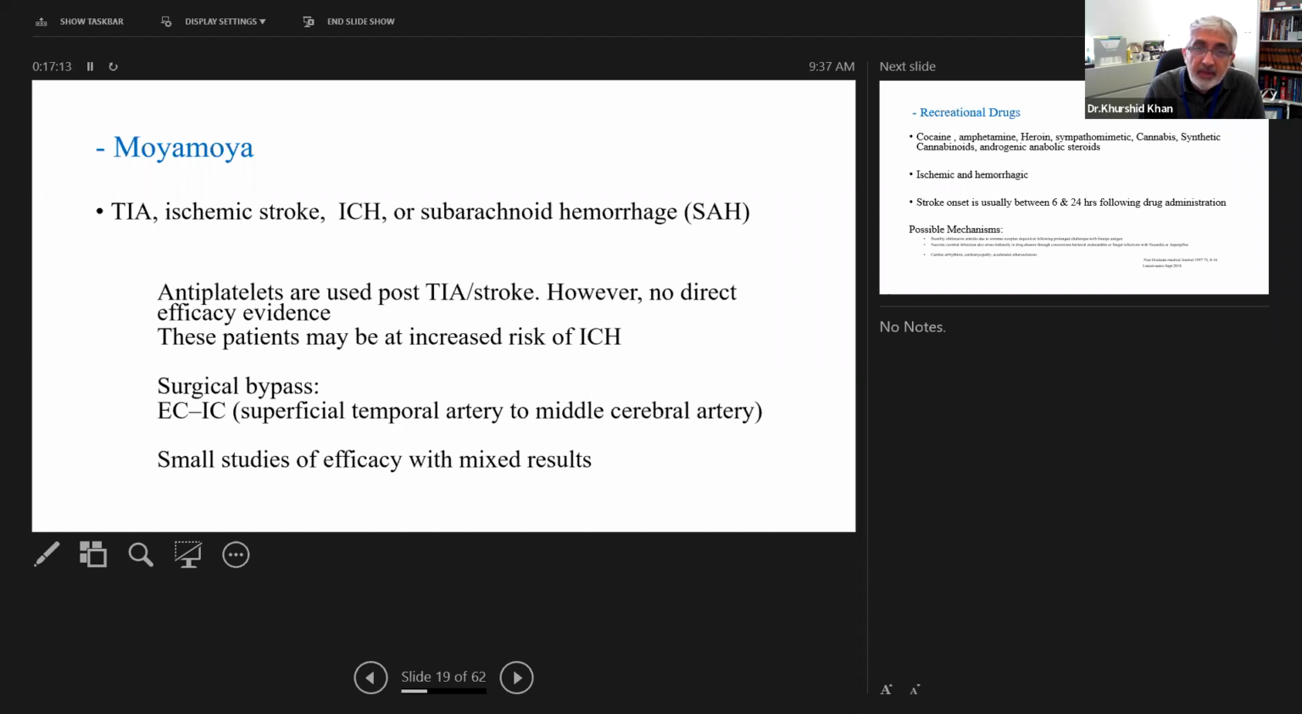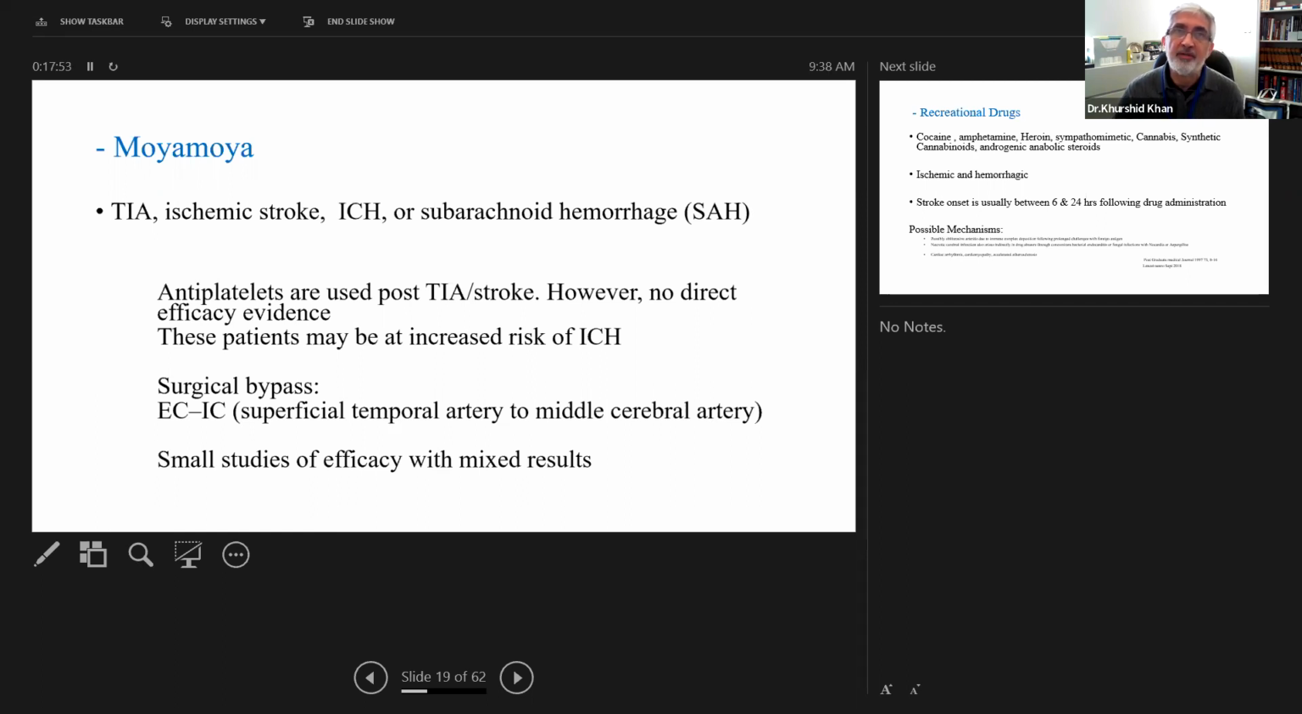Treatment for stroke prevention, if someone has had an ischemic event, then antiplatelets may be used. But we should also remember that it may also increase the risk of hemorrhage. Surgical bypass is the treatment option if someone has a progressive symptomatic disease. And usually here, the superficial temporal artery is anastomosed with a middle cerebral artery. This is a procedure that is done not very frequently, and it may carry some risk as well.